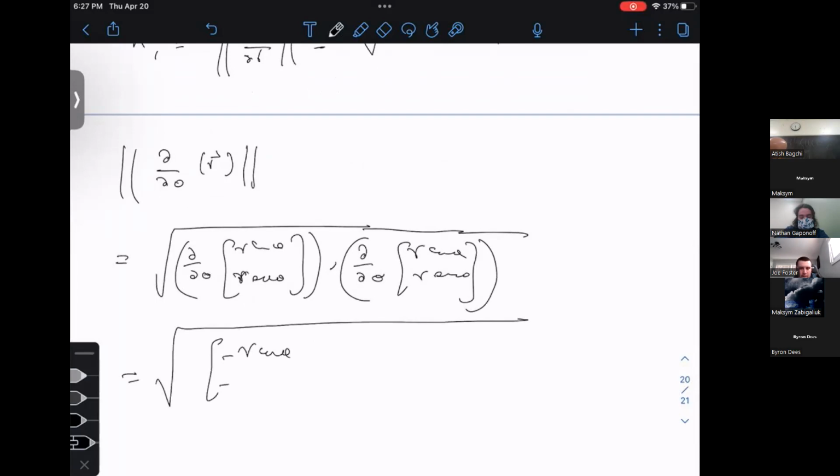Minus R sine theta, R cosine theta dot minus R sine theta, sorry.